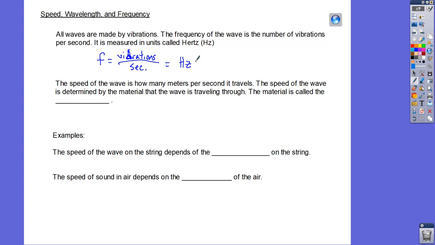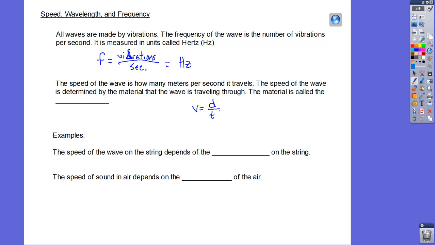The speed of a wave is how many meters per second it travels. Speed is always distance over time. The question is, what does the speed depend on? And that's what we were doing with the wave on a string thing. It turns out the speed doesn't depend on the frequency of the waves. It doesn't matter whether you're making a lot of waves per second or very few. Each wave moves the same speed. It doesn't depend on the amplitude. What it does depend on is what the wave is traveling through.